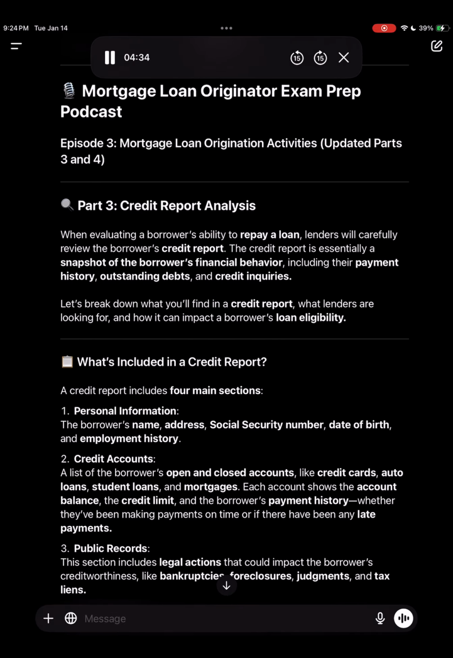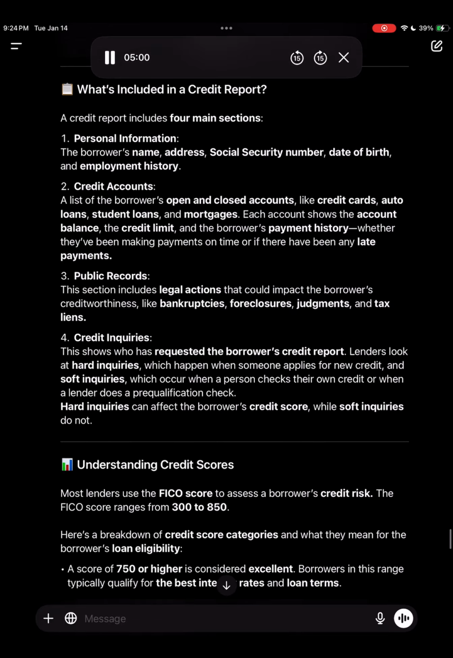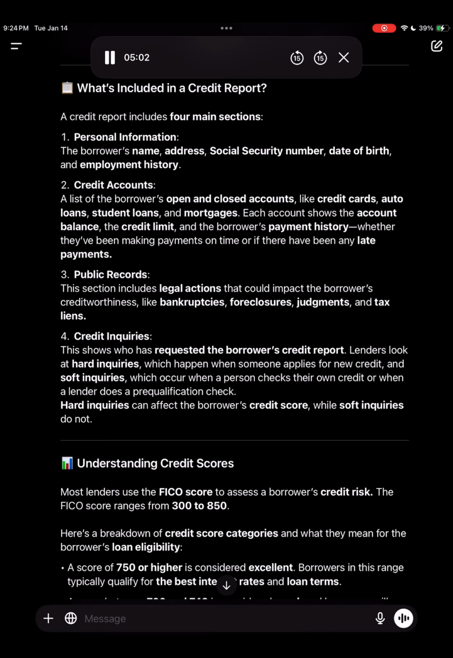When evaluating a borrower's ability to repay a loan, lenders will carefully review the borrower's credit report. The credit report is essentially a snapshot of the borrower's financial behavior, including their payment history, outstanding debts, and credit inquiries. Let's break down what you'll find in a credit report, what lenders are looking for, and how it can impact a borrower's loan eligibility. What's included in a credit report? A credit report includes 4 main sections.